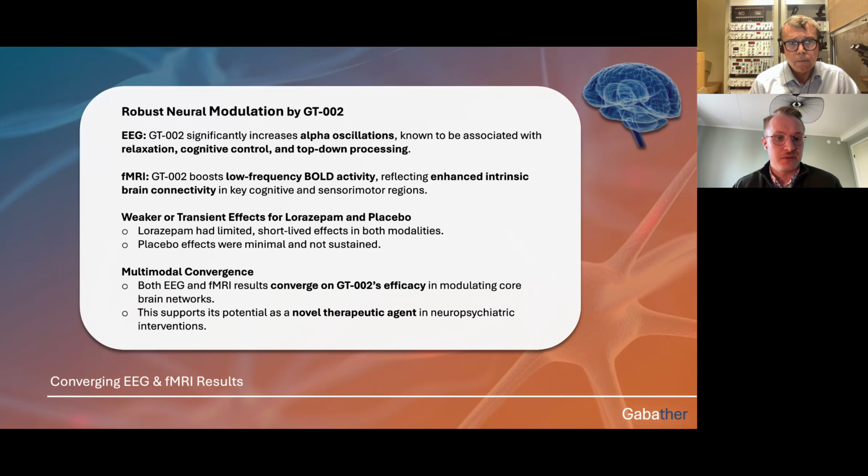But could I ask this question: when you say that there's a weaker transient effect for lorazepam or a placebo, what does that mean per se for a layman looking into this?